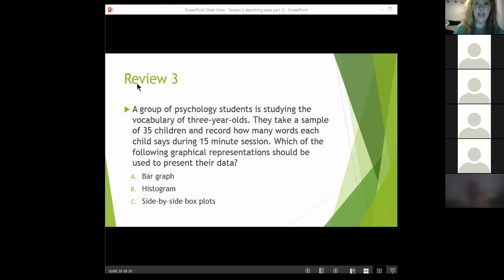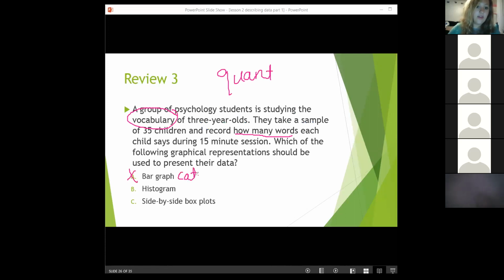Yeah, so definitely our answer is going to be B, histogram. So basically, we took that sample of 35 children, and we're studying the vocabulary, and we want to see how many words. So that's going to be quantitative. So we know it can't be bar graph because that's used for categorical data. So it's either B or C. Side-by-side box plots, though, is used if we're talking about 2 variables. We're only talking about 1. We're just talking about our vocabulary, how many words. So answer has to be B. Good job.